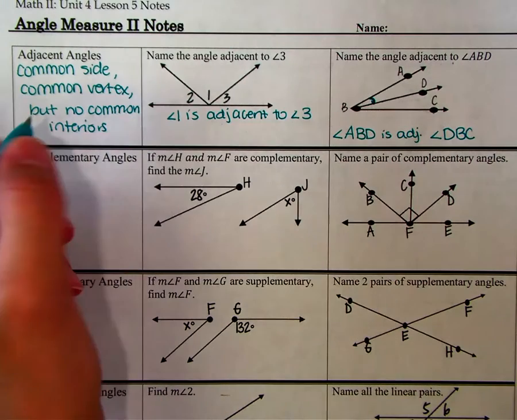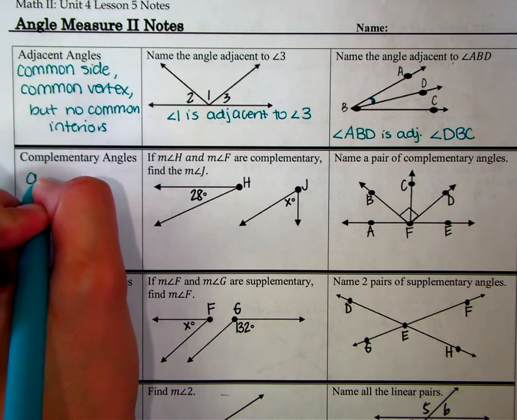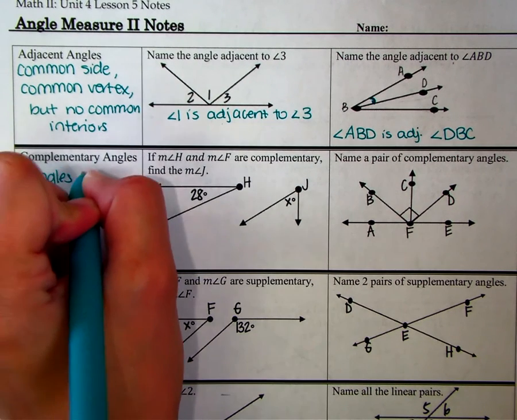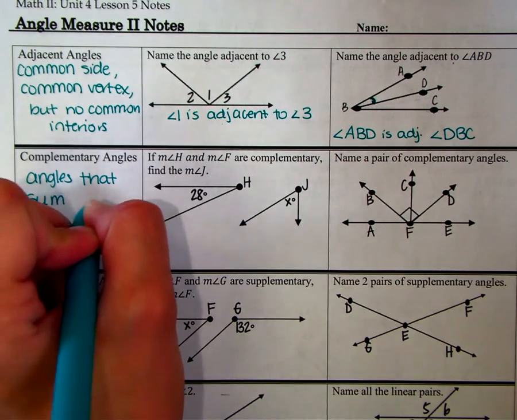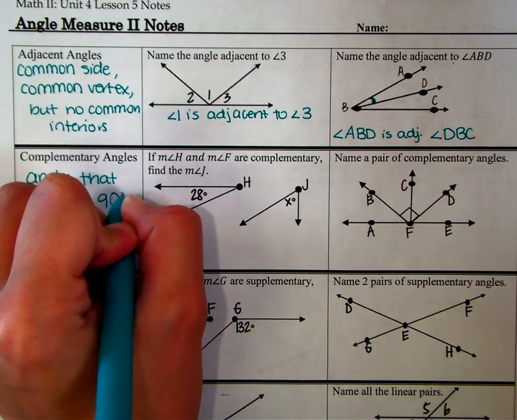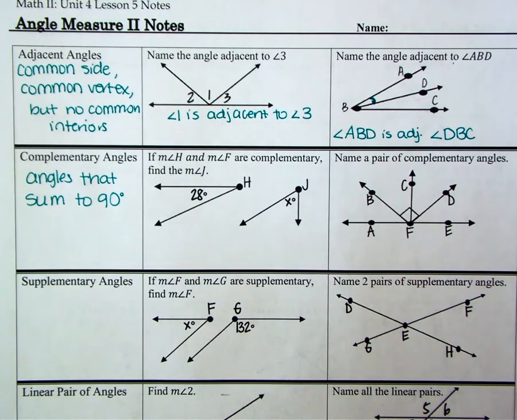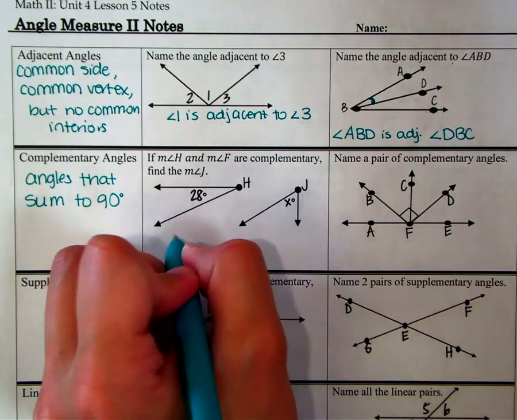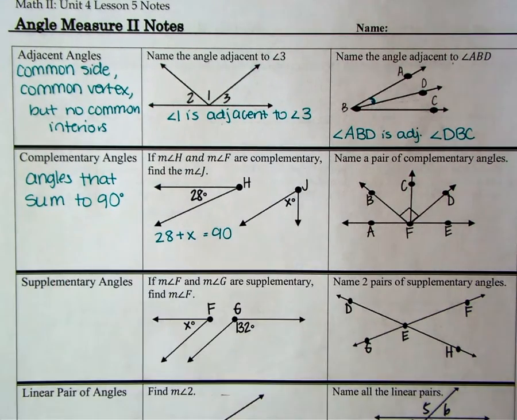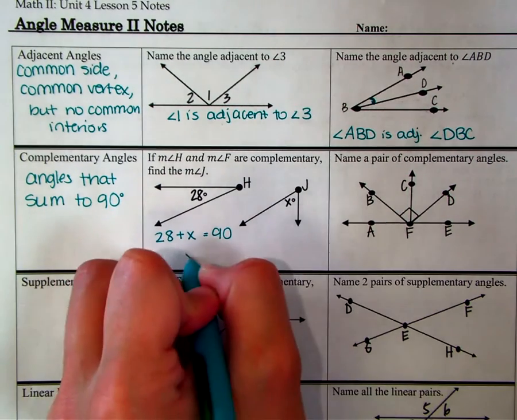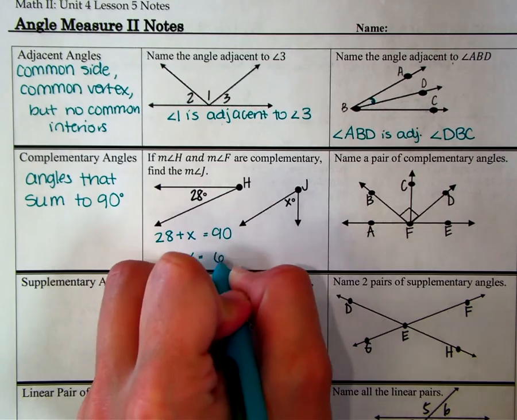Complementary angles are angles that sum to 90. So together they form a right angle. So we know that 28 plus x equals 90. So we know that angle J would have to be 62 degrees.